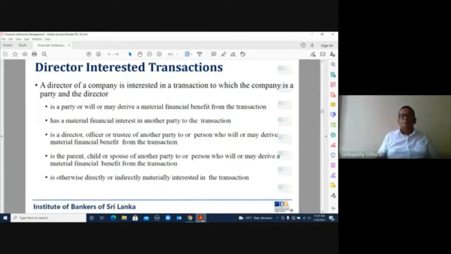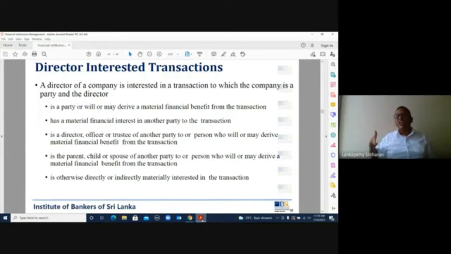For example, I am the CEO of the bank. I ordered a software, or I just granted loans and advances to a company where my spouse is the CEO, or my spouse is the financial officer or chief accountant of that particular company. So in that circumstance, if that deal happens, that company will get benefited. So that type of transaction would be considered a director interested transaction.